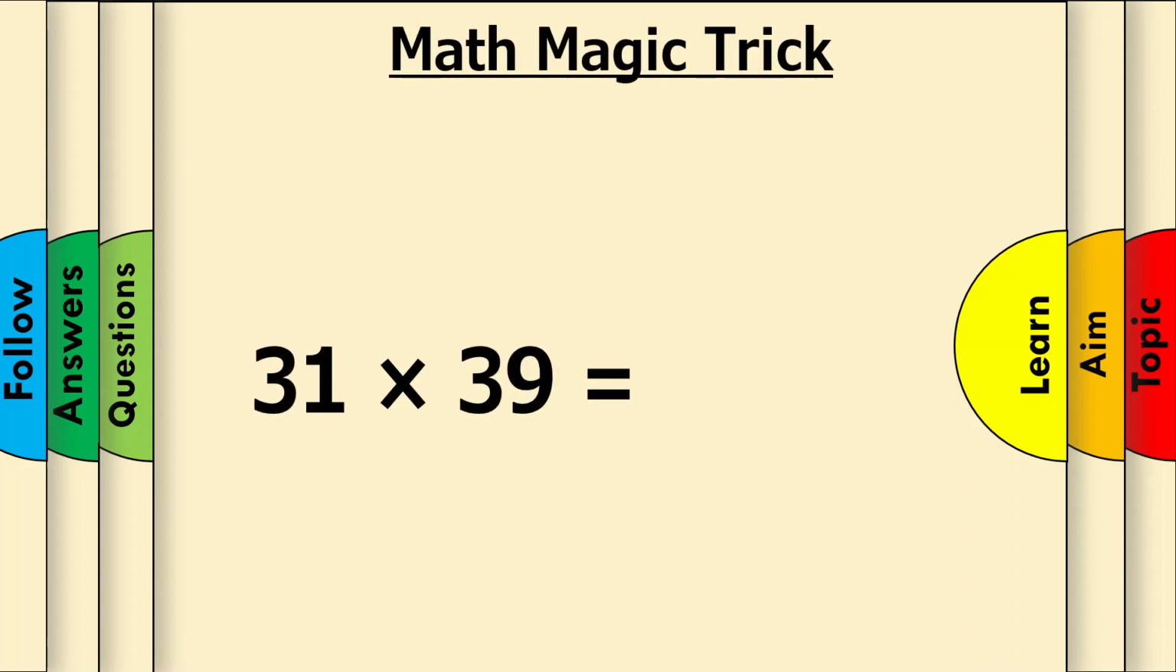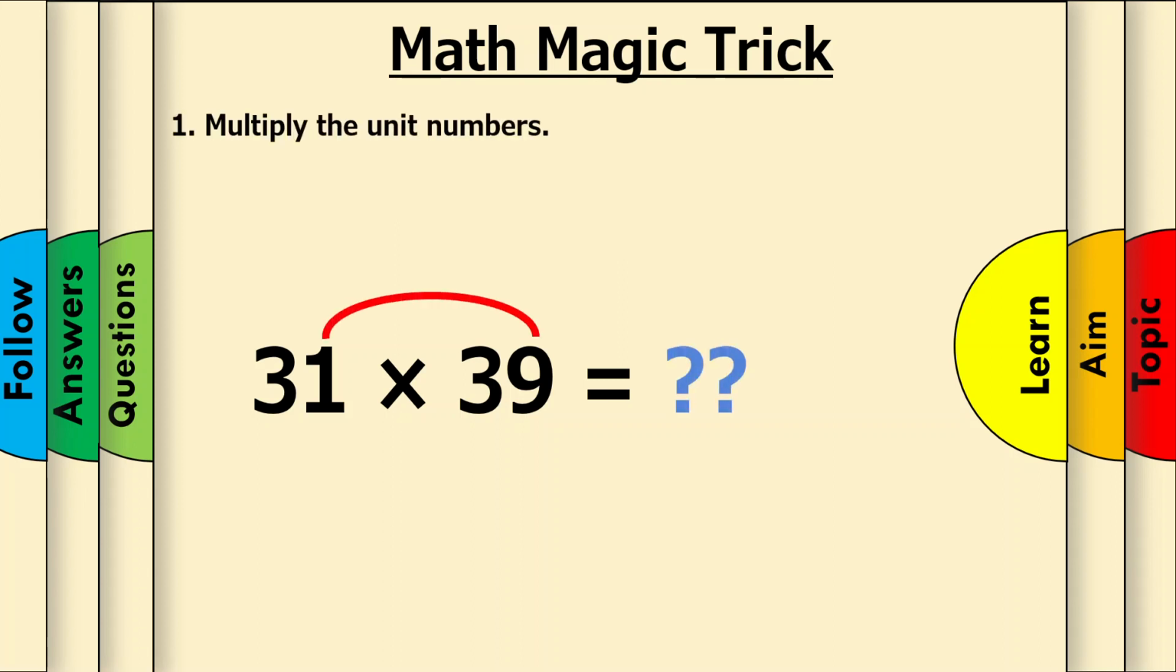31 times 39. While you give the question to your friends and family for them to puzzle at forever, all you need to do is multiply the unit numbers to get a two-digit answer. In this case, 1 multiplied by 9 is 9. We write this as 09, as we need to get a two-digit value.